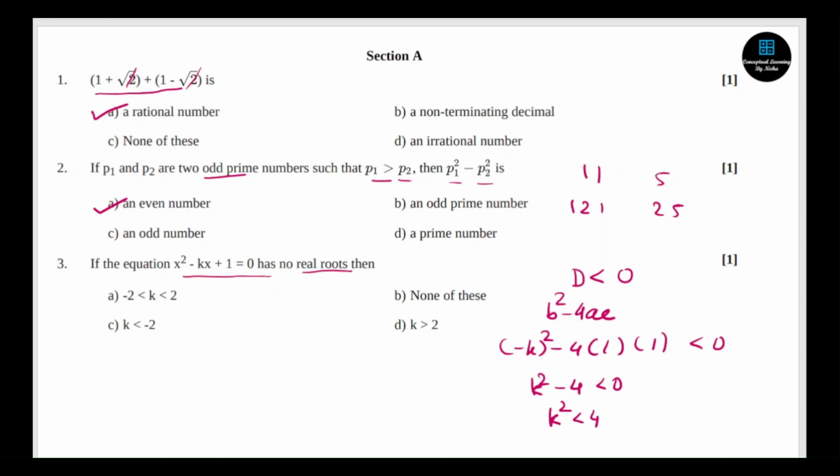So I'll get the values. I have to consider the positive and negative square root. So the first option again is the correct option, right?